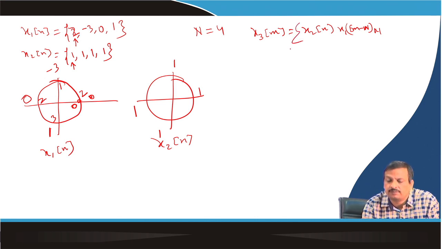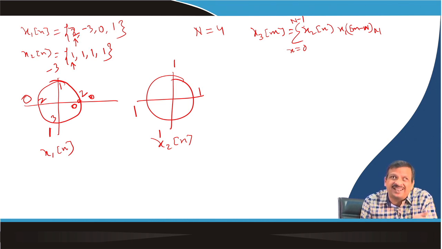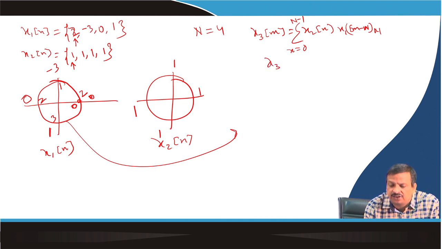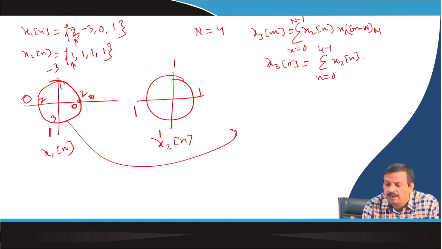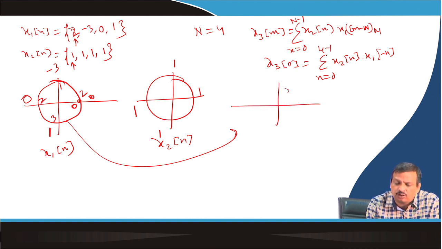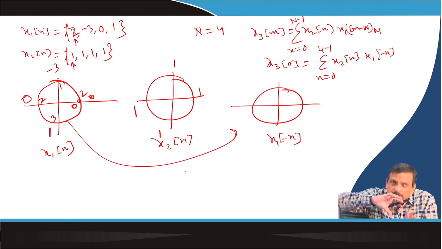You know n goes from 0 to N minus 1. That is my circular convolution. So, I am saying instead of x2, I want to circularly convolve x1. I have to calculate x3[0] equal to the sum over n equal to 0 to 4 minus 1 of x2[n] multiplied by x1[minus n]. If I want to draw x1[minus n], minus n means flip the signal.